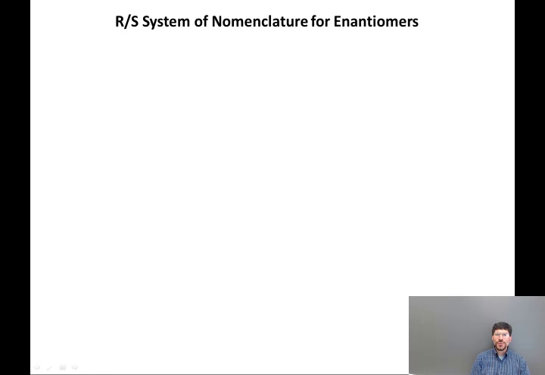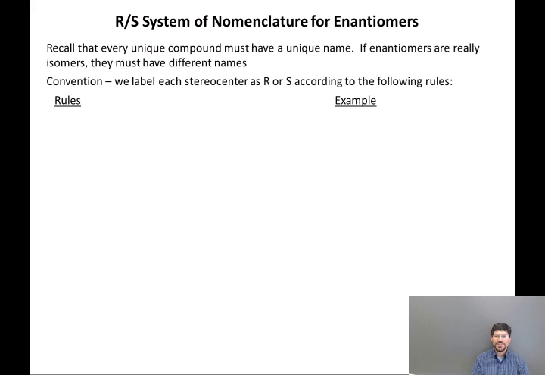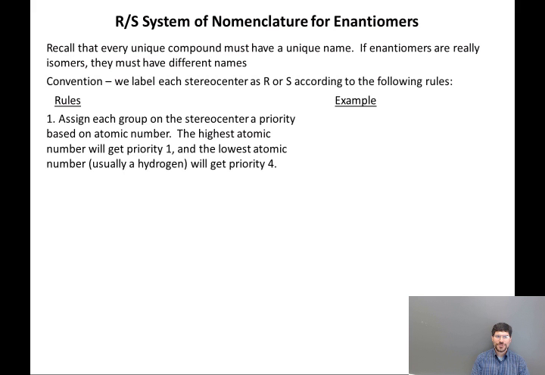Okay, as promised, we now will consider the topic of the R and S system of nomenclature for enantiomers. Recall from our lessons on nomenclature that every unique compound must have a unique name. So if enantiomers really are isomers, if they really are unique compounds, they must have different names. By convention, we label each stereocenter as R or S according to the following rules.